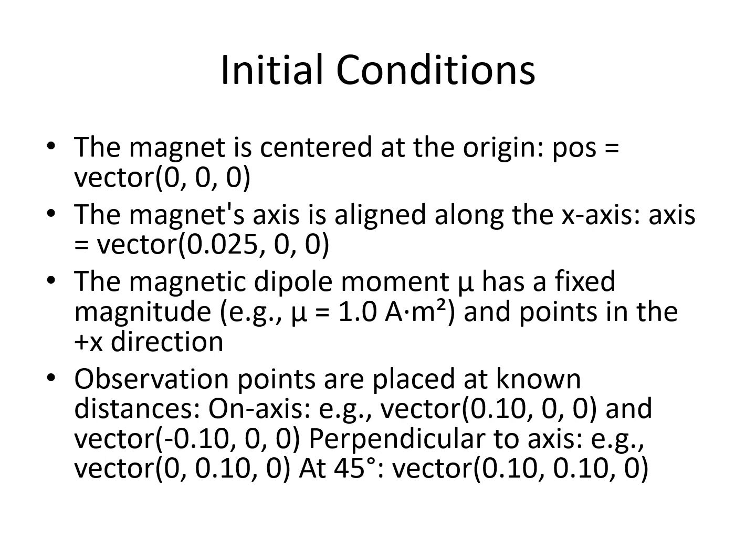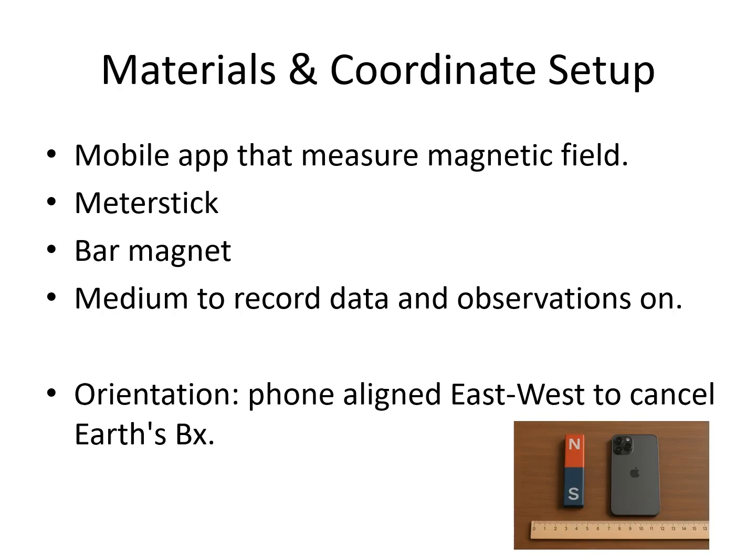So we have the magnetic axis location, how it's centered, and the observation points, the 3 observation points. The materials that I used were the mobile app, the meter stick, a bar magnet, and of course a medium to record the data. The orientation of the phone was aligned east-west to cancel the Earth's Bx.